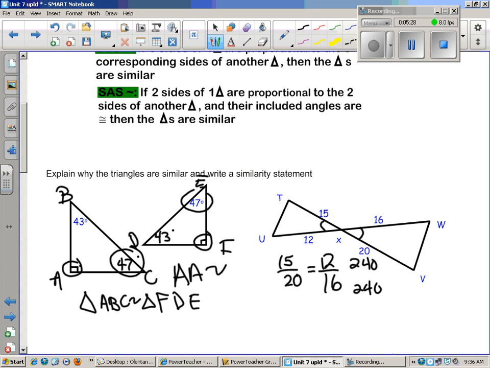So I've got side, angle, side, similarity, which means triangle TUX is similar to triangle. What goes with T? What side is along the long line over here? V, W, X. Okay? So there's an example of angle, angle. There's an example of side, angle, side.